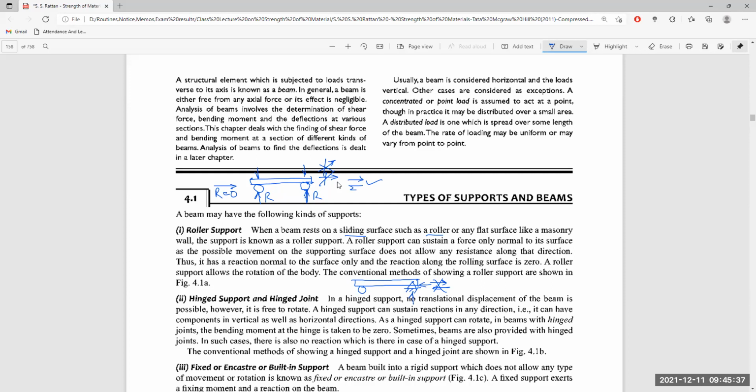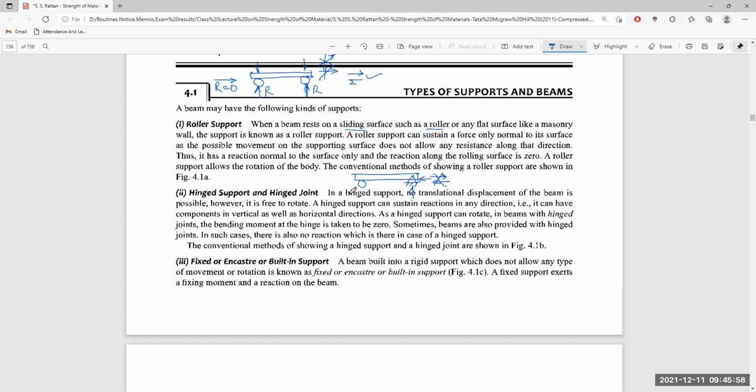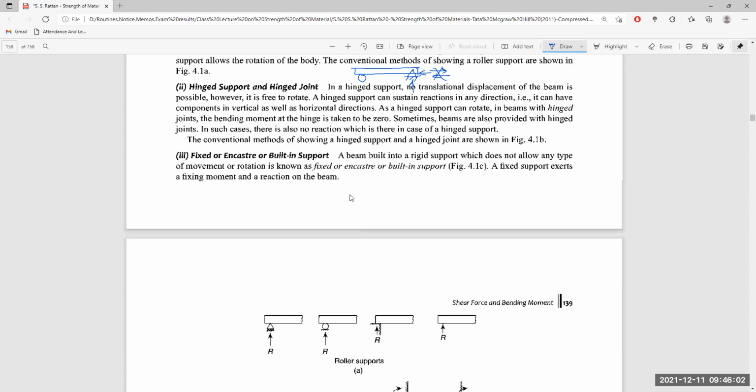A hinge joint can rotate, and a hinge support can rotate. In a hinge joint, the bending moment at the hinge is taken to be 0. Beams are provided with hinge joints such that there is no moment, whereas in the case of a hinge support there is a reaction. The conventional method of showing a hinge support and a hinge joint is written here. Fixed or built-in support: a beam built into a rigid support.